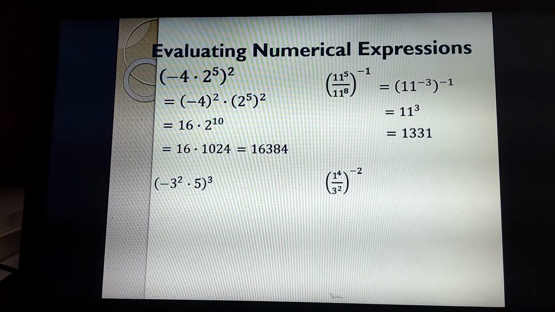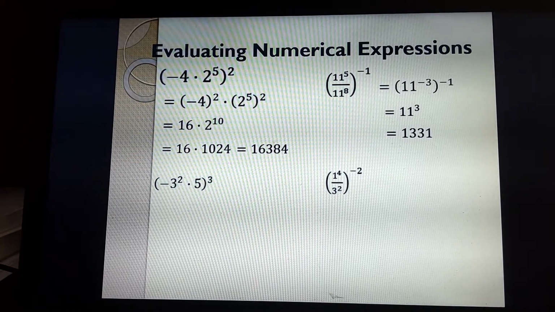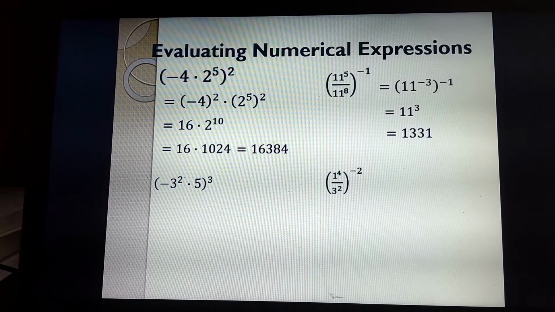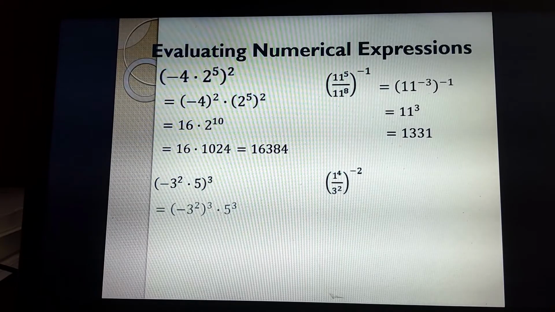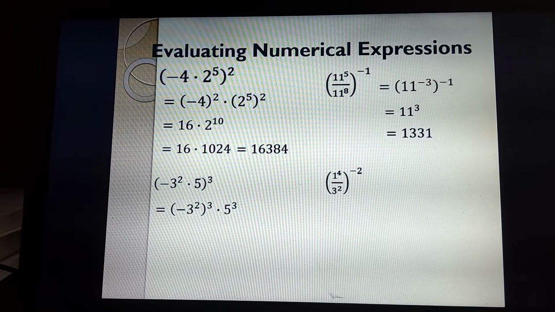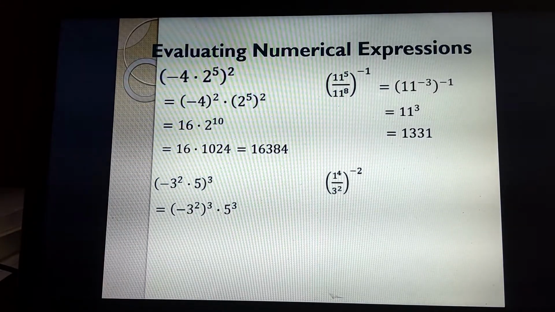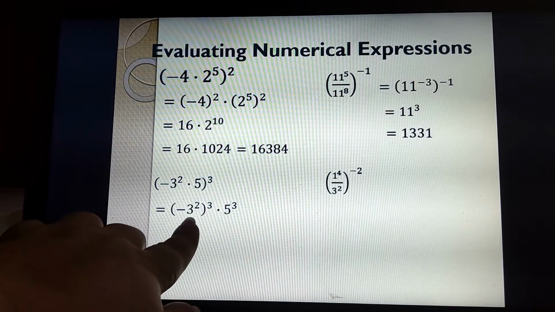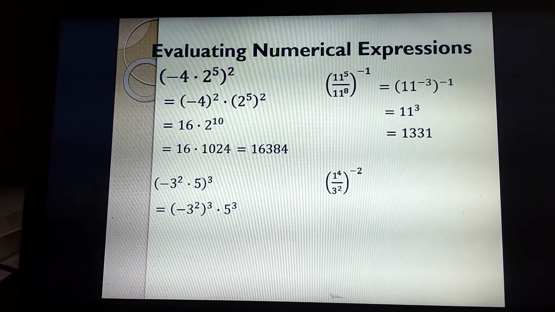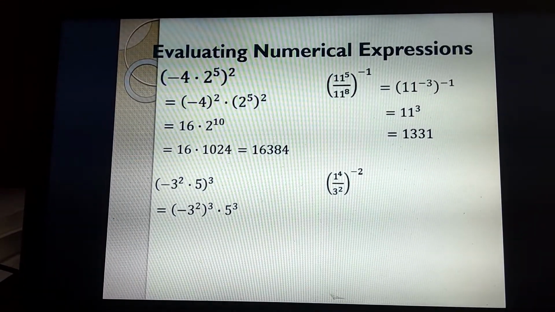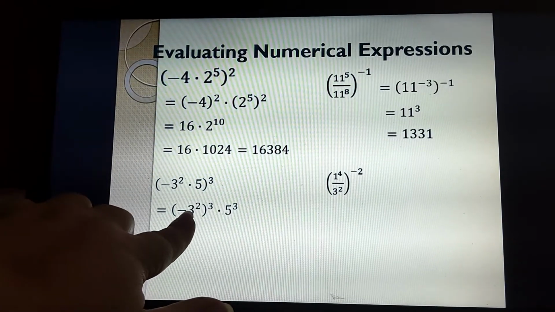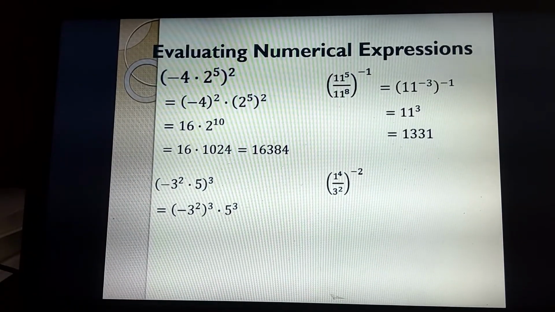Okay, our next problem. Negative 3 squared times 5 to the 3rd. This is the same kind of problem as the top one. So the first thing you're going to do is distribute the 3. Now, down here, we have negative 3 squared. Notice there's no parentheses between that negative 3 and the 2. So that means you're going to do 3 to the negative 2 first. Okay? Or what you're taking is just this negative 3 and you're going to multiply the 2 times the 3.